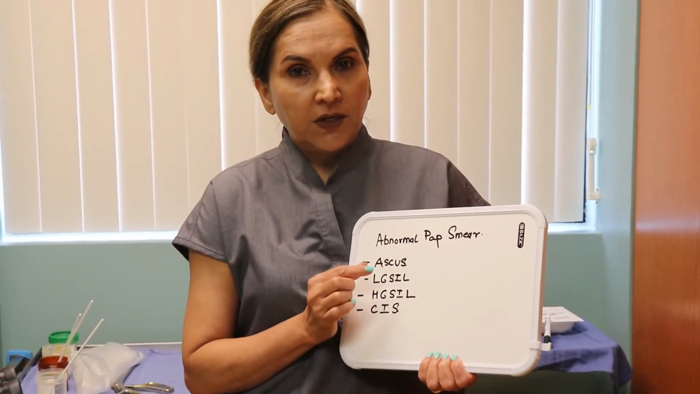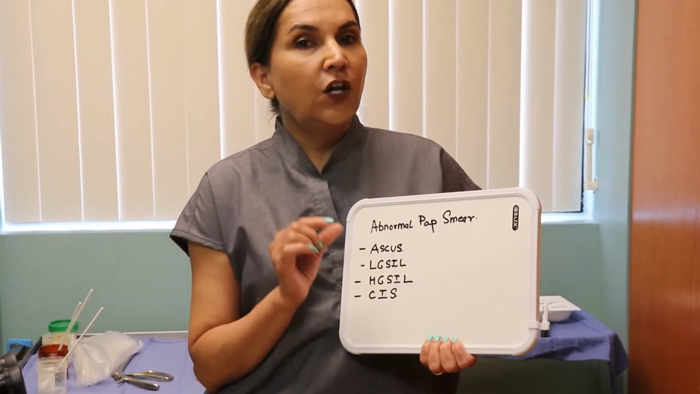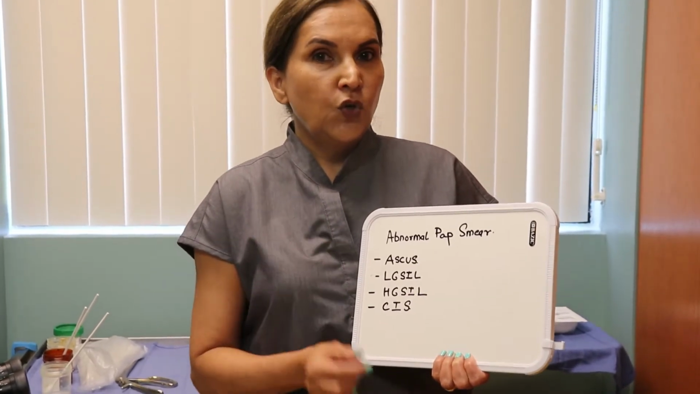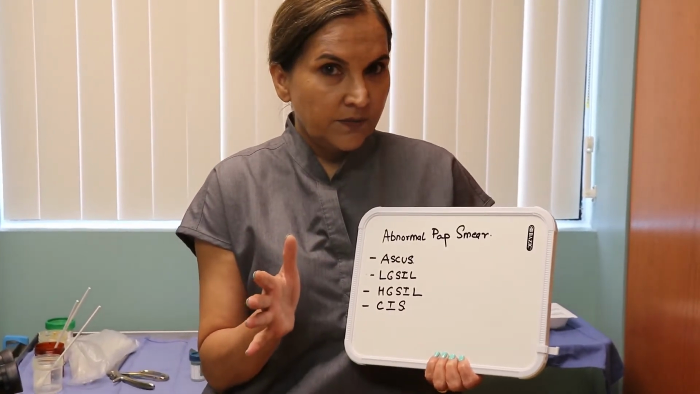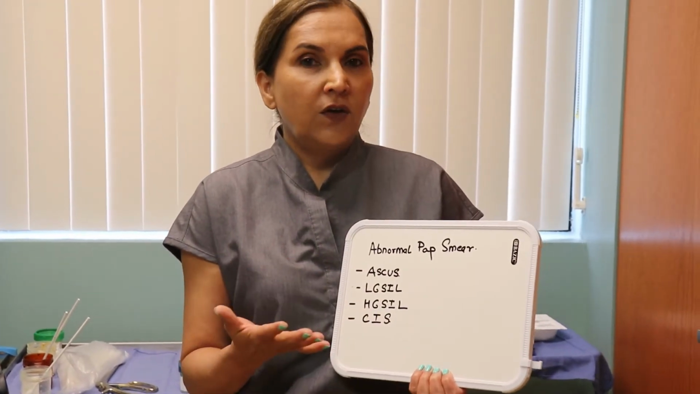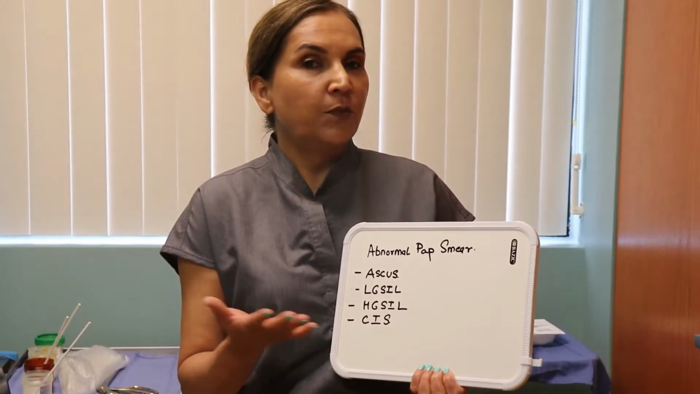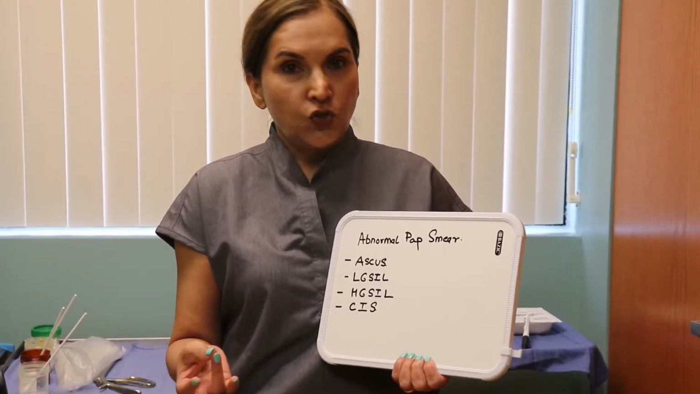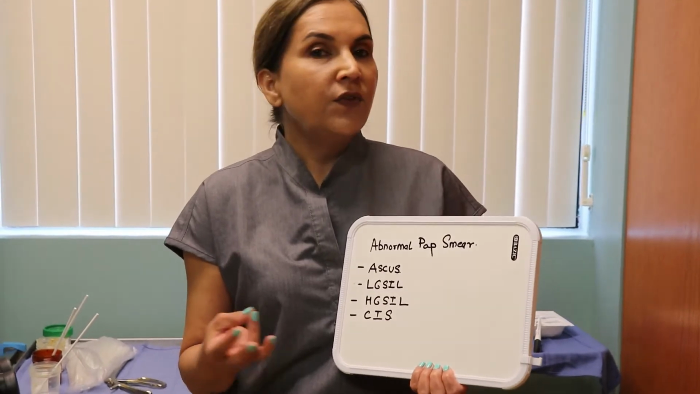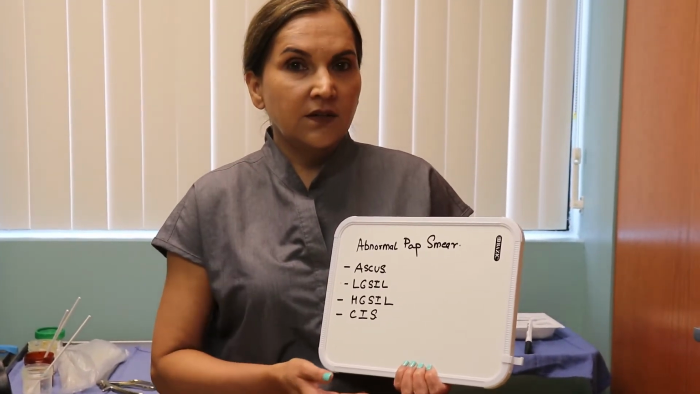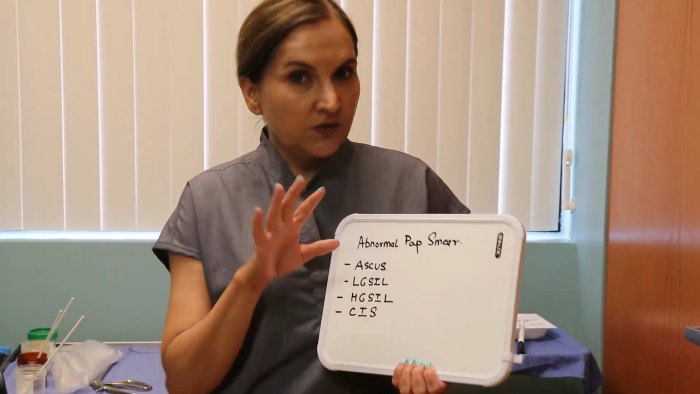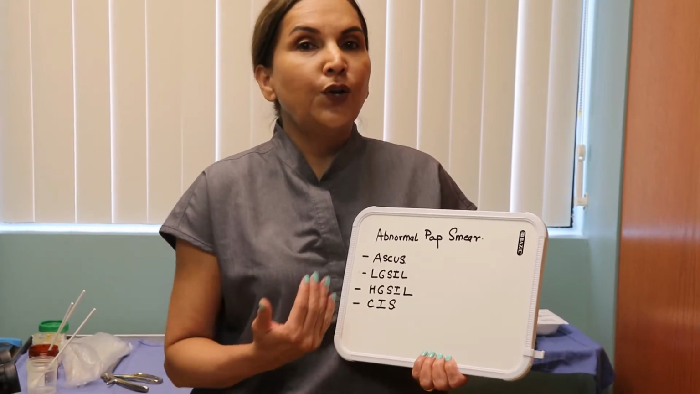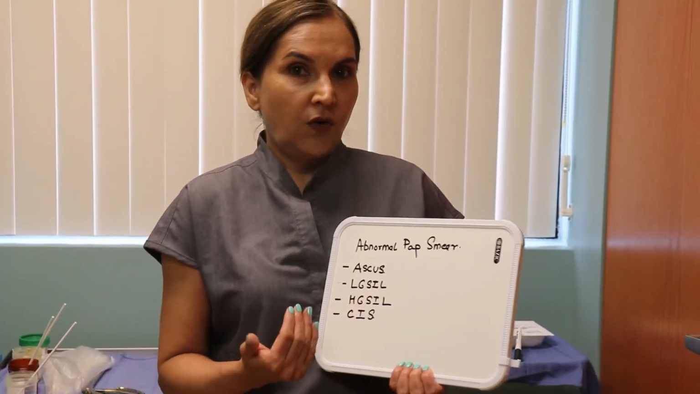ASCUS Pap smear means the pathologist, when he looked at your Pap smear, saw some cells which look like abnormal cells, but he's not sure whether this abnormality is because of precancer cells or other things like an infection, changes in your hormones. There are different reasons for atypical looking cells, but they cannot call it normal, right? Because they look atypical or different. So how do we know? Is it because of precancer or not?